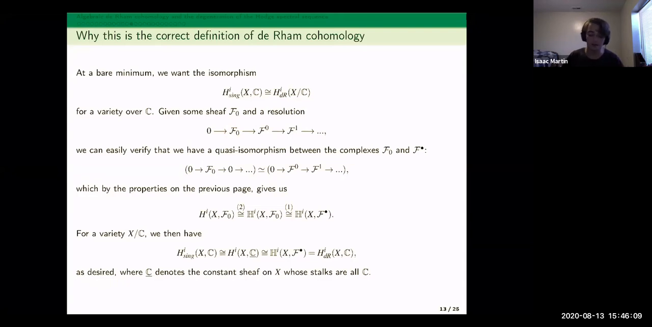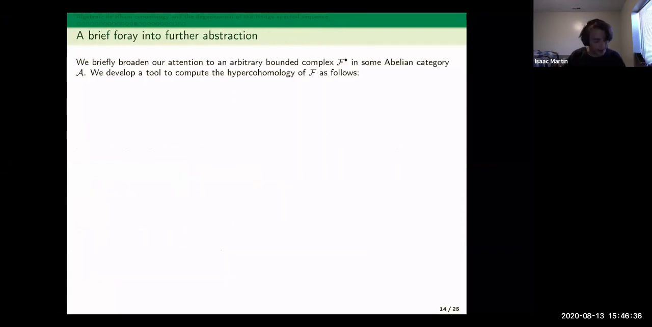Now by the properties on the previous page, because this is a quasi-isomorphism, their hypercohomologies are the same. Then property 2 says that because this is a complex concentrated in degree 0, we just get back normal cohomology here. So for a complex variety, we then just get this chain of isomorphisms right here. That tells us that this satisfies at least the bare minimum properties that we expect. Cool. So that gives us steps 1 and 2 in our strategy to correct this.